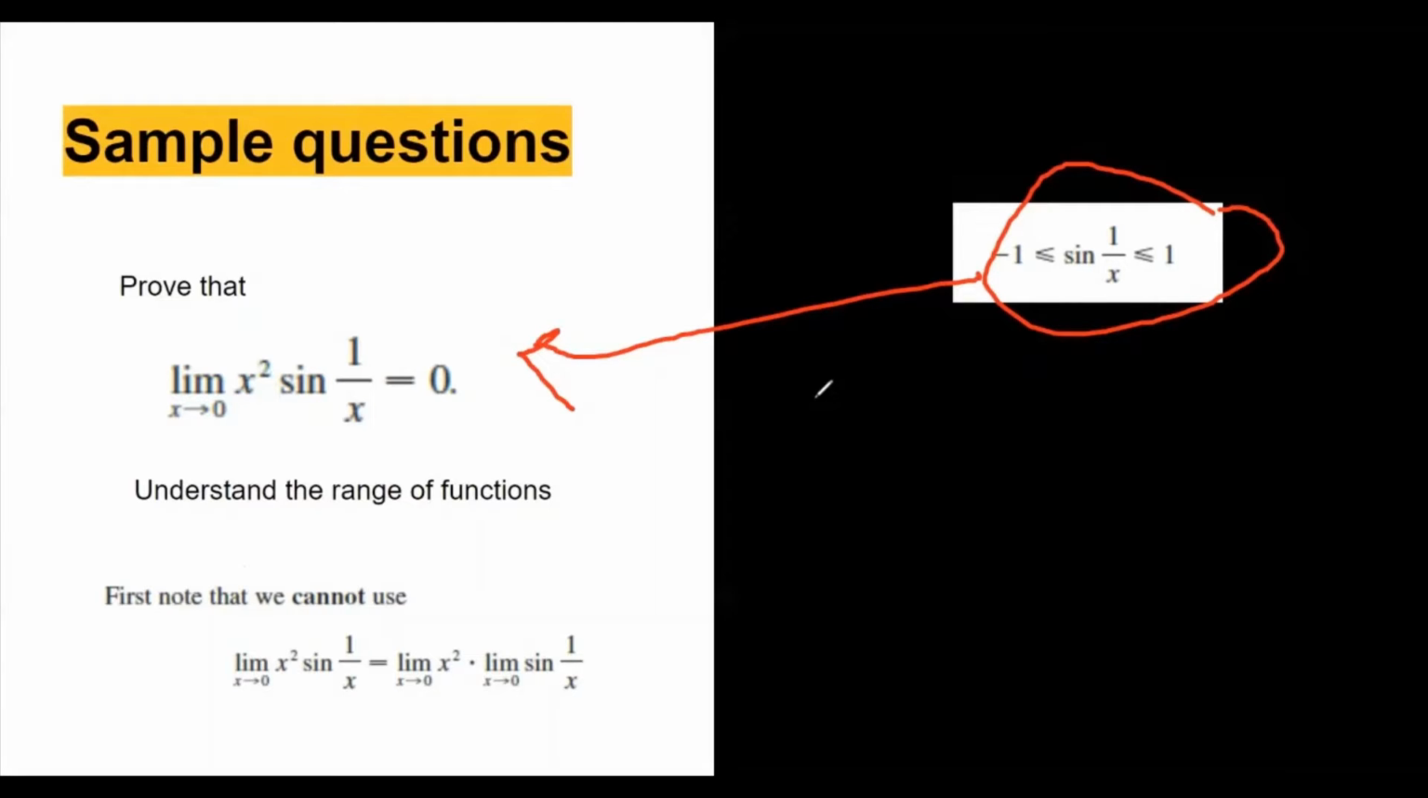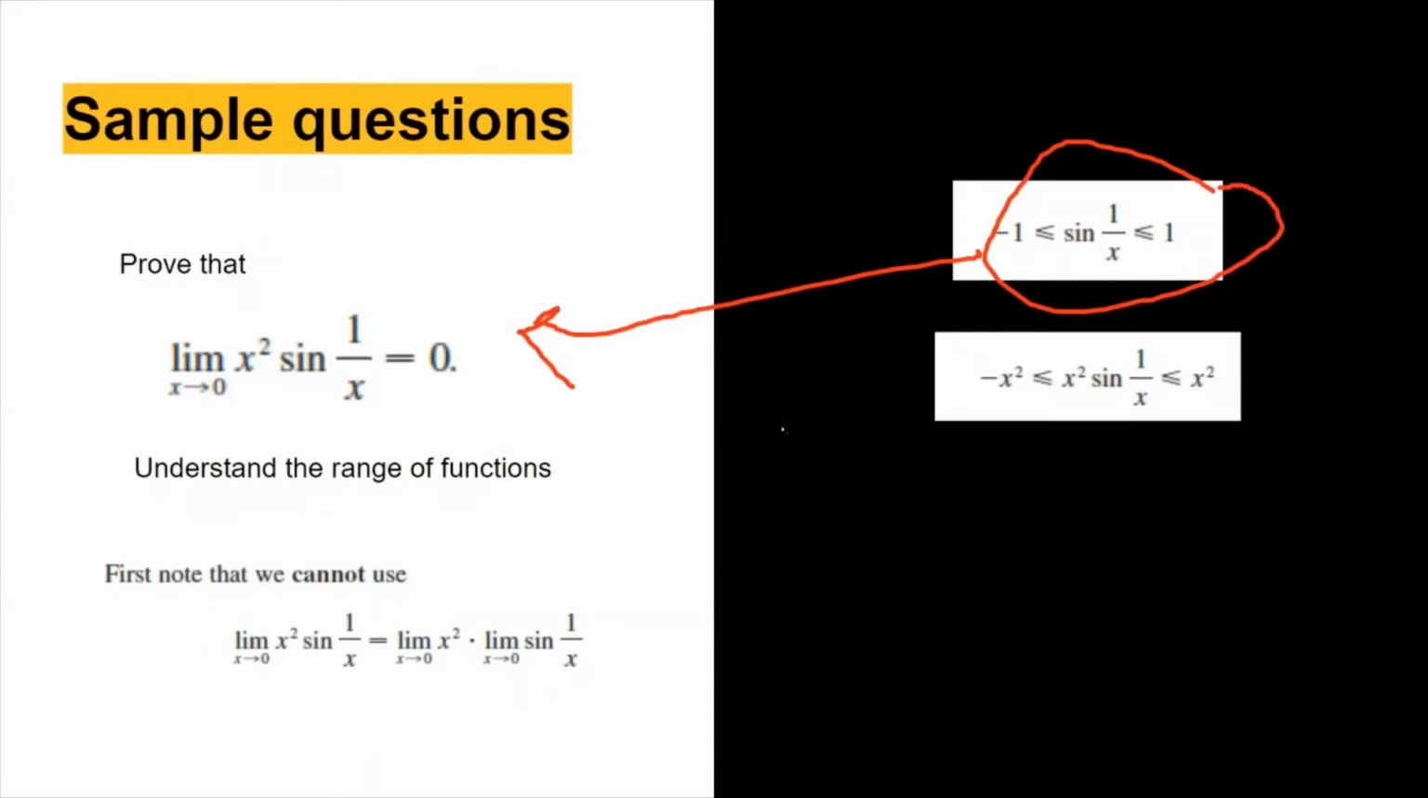A good idea would be to multiply it by x squared. Now, it remains the same if I multiply x squared everywhere, and the inequality would also remain the same. This one would look like negative x squared is less than x squared sine 1 by x, which is less than x squared.